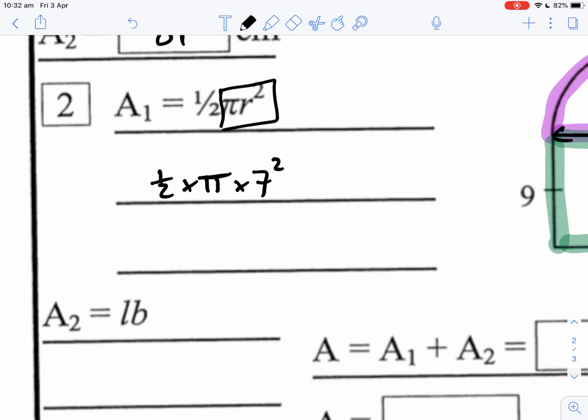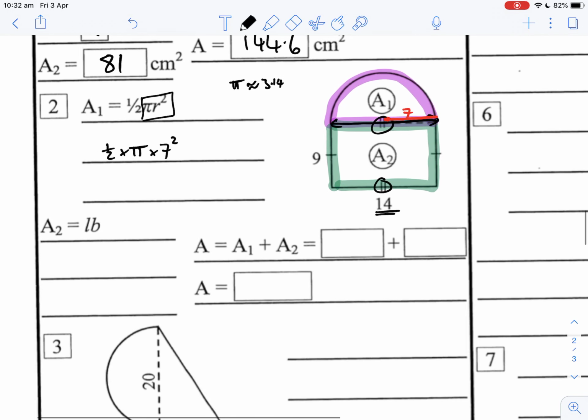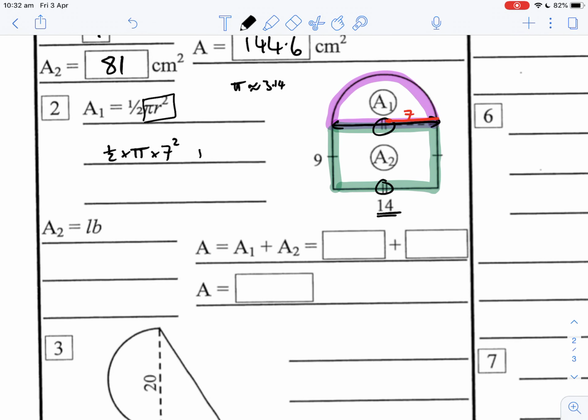Now, don't forget, if you can't find the pi button, then pi is approximately equal to 3.14, but otherwise it's shift and that button with the little 10 thing on it. Now, that's your half a circle. Plus, we've also got the rectangle, and that's just your length times your width. It doesn't matter which order and which way around you do that. So 9 times my 14 for the second one.